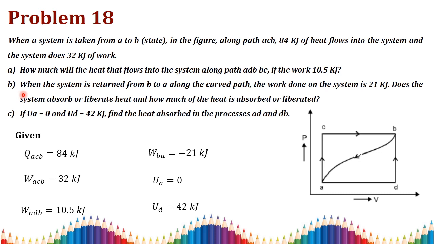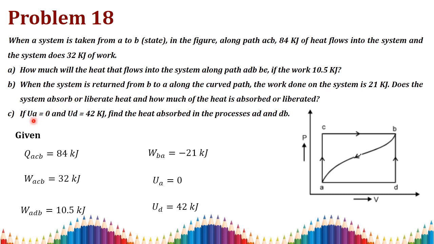In the second question, when the system is returned from B to A along the curved path, the work is done on the system. So here we have to note that the work is done on the system, so the work done will be negative, that is work done of BA is minus 21 kilojoule. Does the system absorb or liberate heat, and how much heat is absorbed or liberated? So here they are asking about the heat transfer, that is Q of BA.